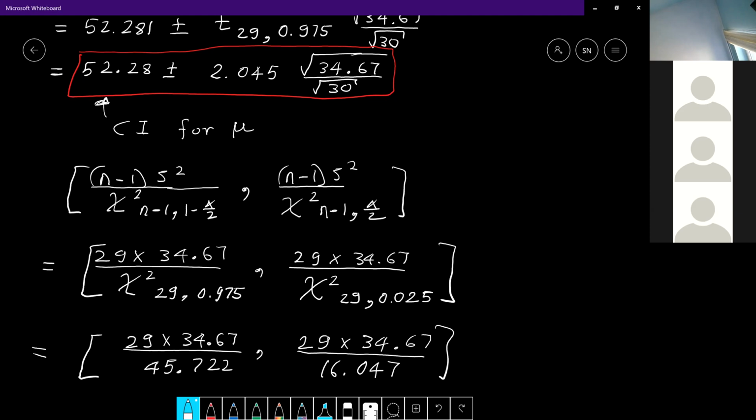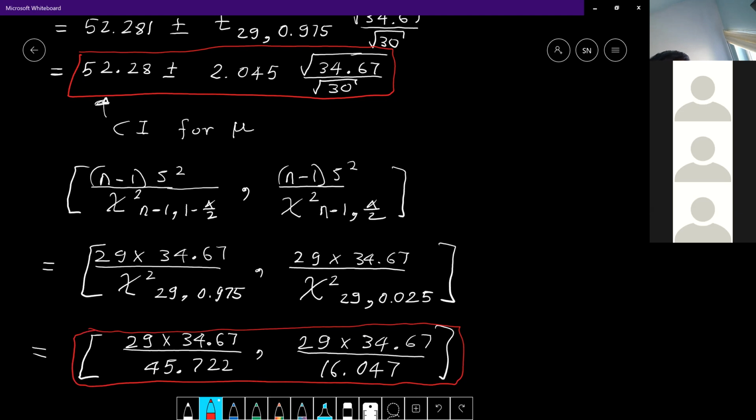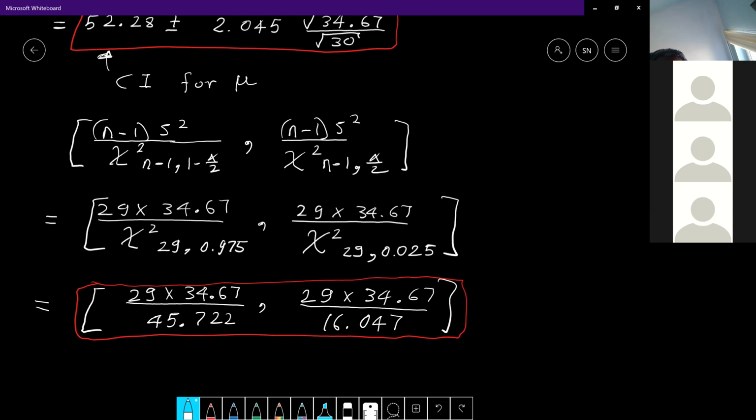You should have a copy of the table. I gave it to you on the first day of classes. If you look at the stuff I gave you, you should see it. All right, so this is the confidence interval for sigma squared.